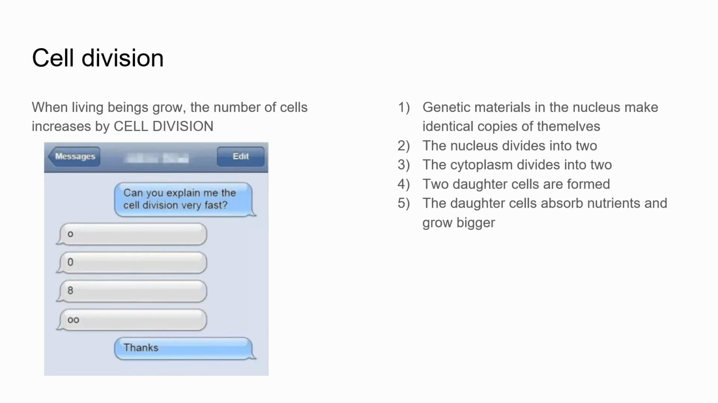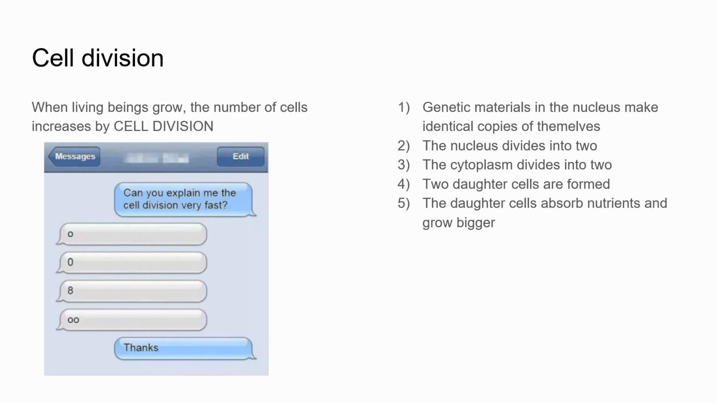So lastly, we have cell division. So why do cells need to divide? Because when living beings grow, the number of cells would need to increase. And how do they increase? They use cell division. So the more you grow, the more cells would be present in your body.